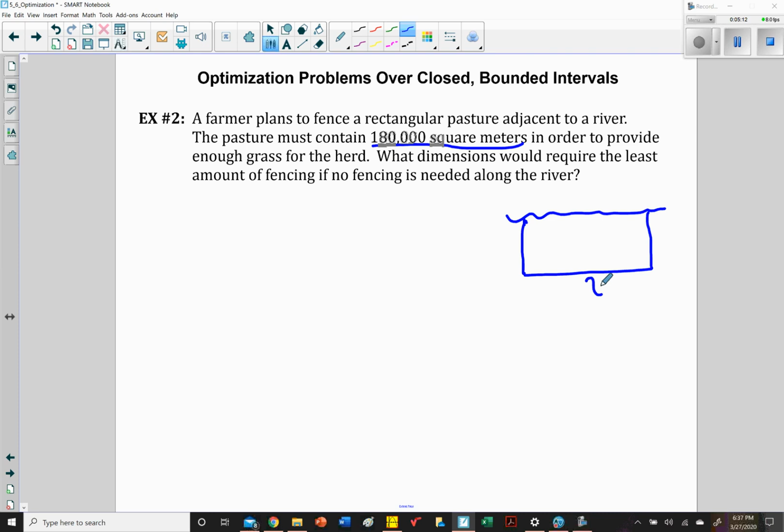Well, we have some fencing here, we'll call that X, and some fencing here and here, that we'll call Y. So we know that the domain is that X has to be positive. We can't have any negative values of X. And we know two things. We know that the area is X times Y, and we know the perimeter is X plus 2Y.